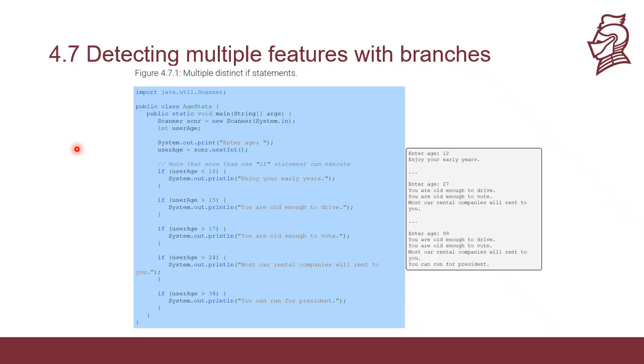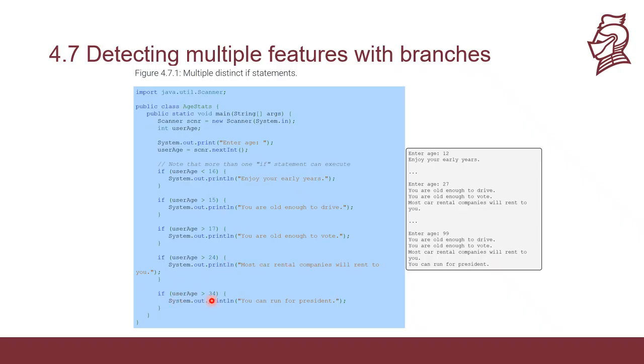Sometimes you just want to evaluate all of the if statements. In other words, no else. So if you look at this code, if user age is less than 16, print enjoy your early years. There's no else here, right? So it's going to evaluate this if statement, then it's just going to drop down and evaluate the one following it. If user age is greater than 15, print you're old enough to drive. A lot of places are driving at 16, right? Greater than 15, you're talking about integers here, so 16 is the next value up there. If user age is greater than 17, you're old enough to vote. If user age is greater than 24, most car rental companies will rent to you.